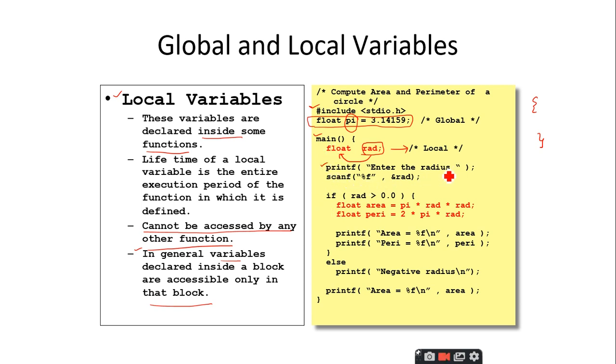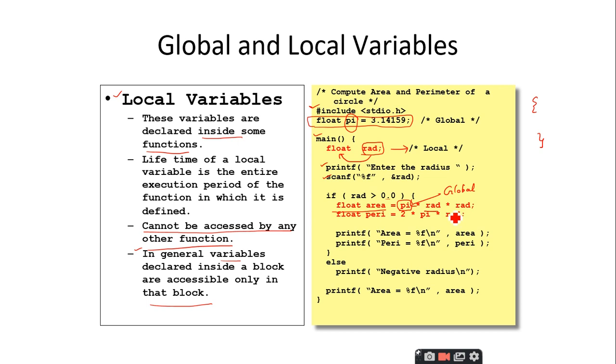Here printf, please enter the radius, and I am reading it, and if radius is greater than 0.0, you can see here float area is equal to pi into radius into radius. What is this pi? This is nothing but a global variable. So are you able to access this pi, the global variable, inside the function? Yes. Therefore the global variables are accessed by any function in the program.